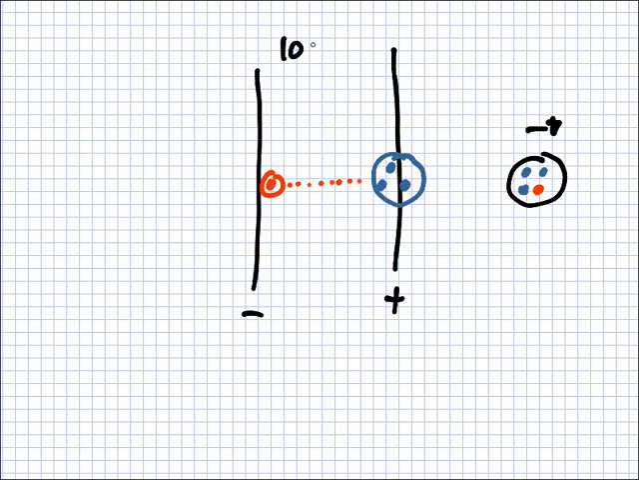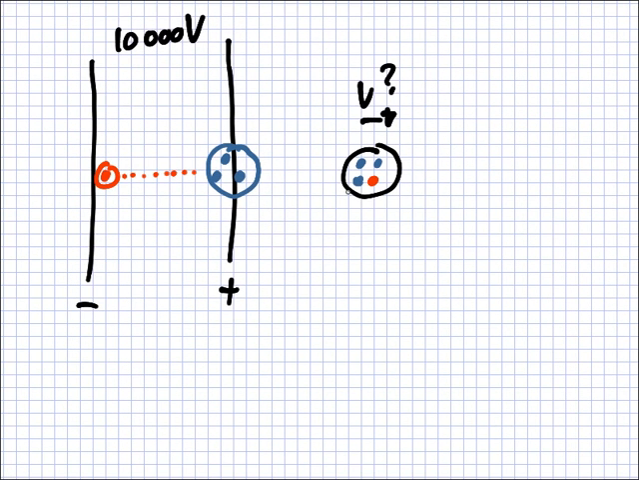Okay. And my question is, or what else do I tell you? This is 10,000 volts. And my question is, how fast do they move? Okay, so this is a bit harder now. First things first. Here, the electron has potential energy, and just before it hits the protons here, it has kinetic energy. So, it's the normal story.